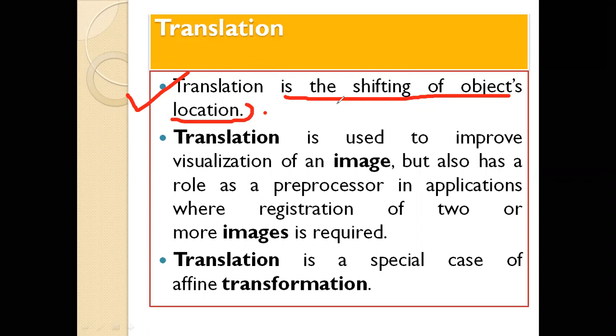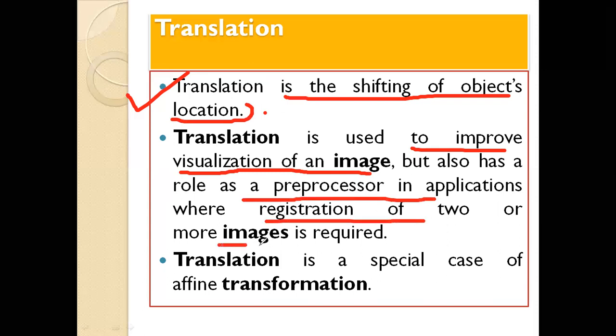Next, why do we need to do translation? We perform translation to improve the visualization of an image. Also, sometimes it is used as a preprocessing step in applications where we perform registration of two or more images. First, translation is performed to improve the visualization of an image. You can visualize more clearly when we perform translation for some applications. Second, it is used as a preprocessor when we perform image registration.